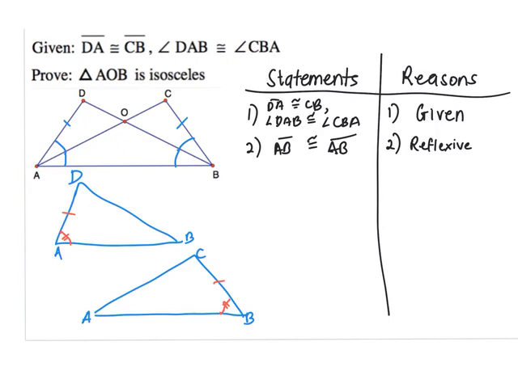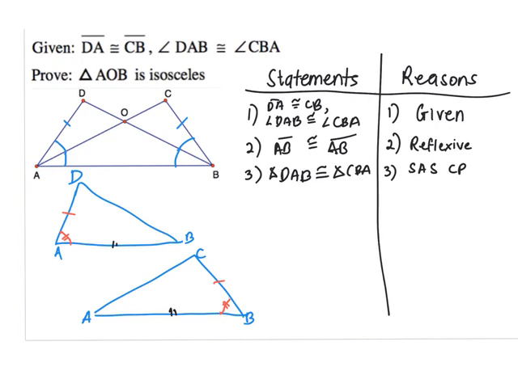Okay, so now we can actually conclude that triangle DAB is congruent to triangle CBA. Okay, and that is because of this part, so we can say that it's SAS congruence postulate.